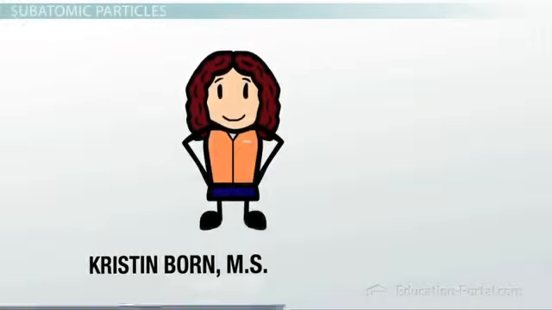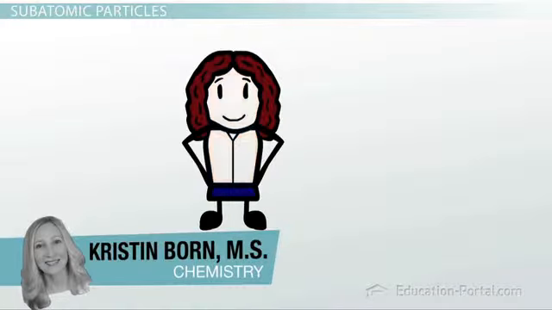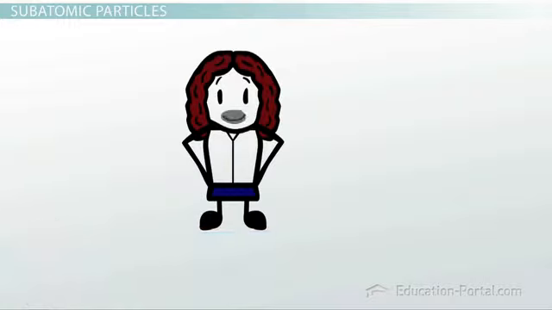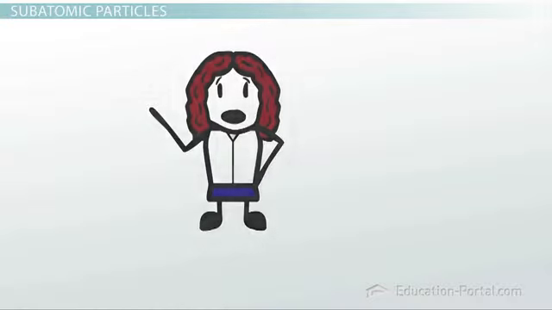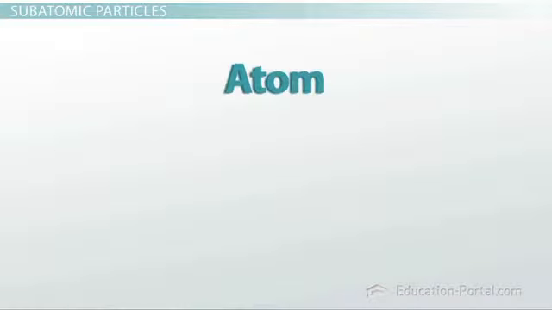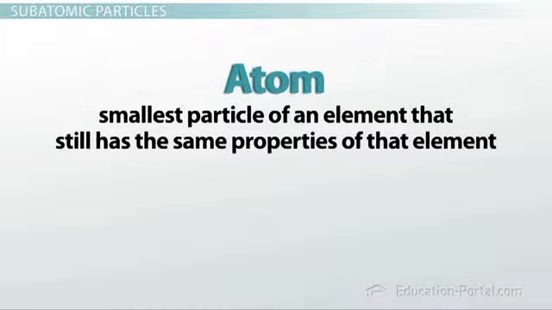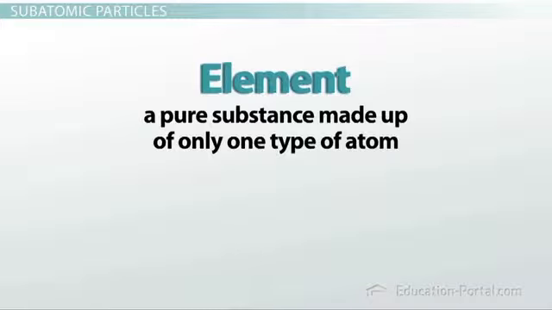Did you know that you are made up of mostly empty space? That is not meant to be an insult, more of an example of how you are made up of atoms, and most of the volume of an atom is completely empty space. An atom is the smallest particle of an element that still has the same properties of that element. Remember that an element is a pure substance made up of only one type of atom.